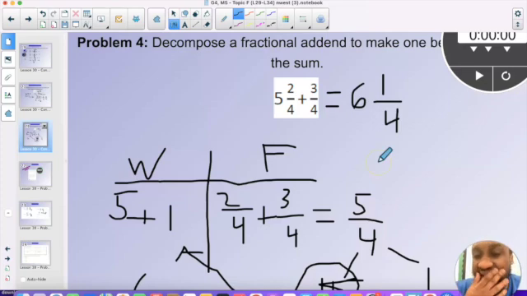Another way of doing it is if you count by 4. So I started at 5 2/4, 5 3/4, 5 4/4, or 6, and then 6 1/4. So either way, that works to get those answers for us.